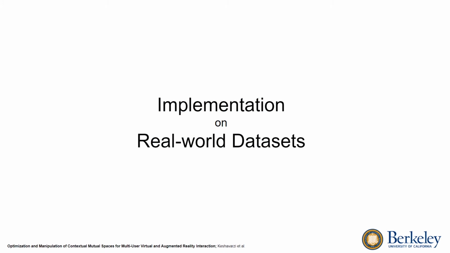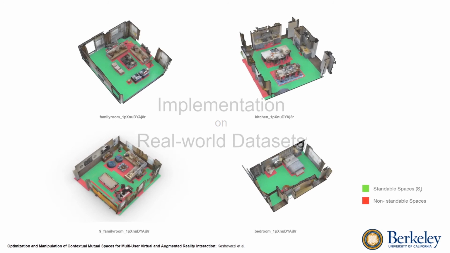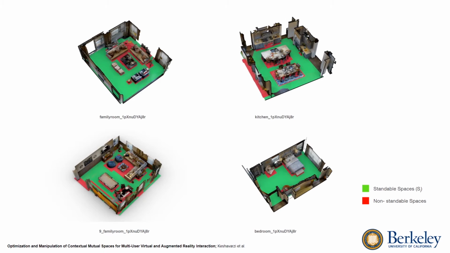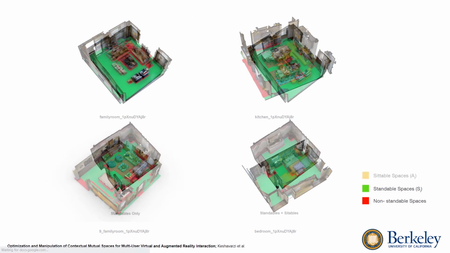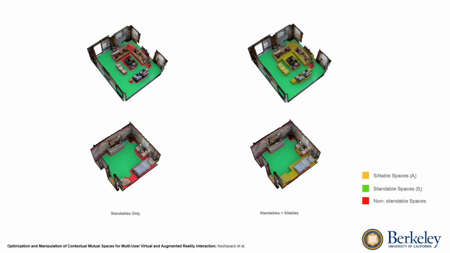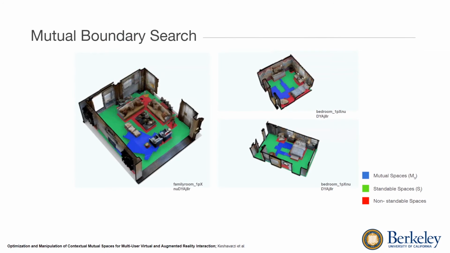Okay, so we wanted to implement our proposed framework on some real-world data sets to see how that works. Again, the Matterport 3D data set, a scanned real-world data set, is the one we chose. Over here, you see standable spaces indicated in green and non-standable spaces colored in red. And in this figure, you see sittable spaces also visualized in yellow. Again, this is the calculation from the system.